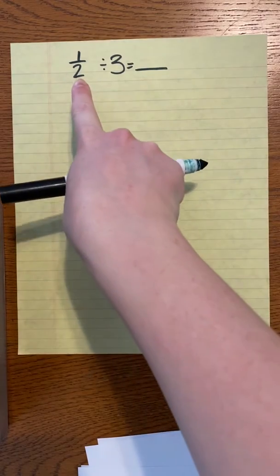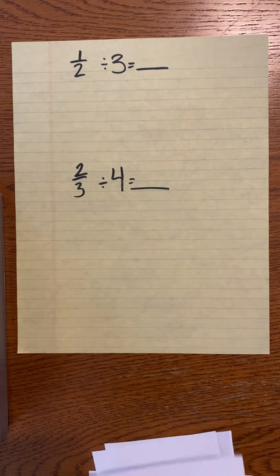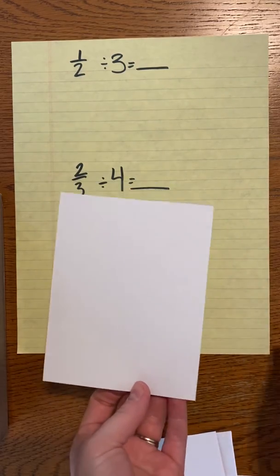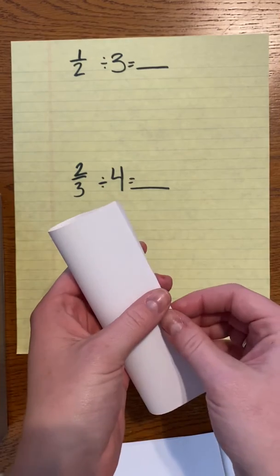What is the quotient of 1/2 divided by 3? Remember, a quotient is the answer to a division problem. We're going to paper fold and sketch this problem. To start with, I need to fold 1/2.